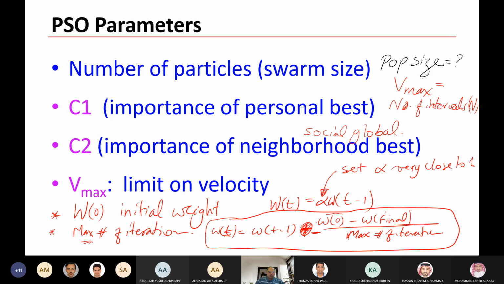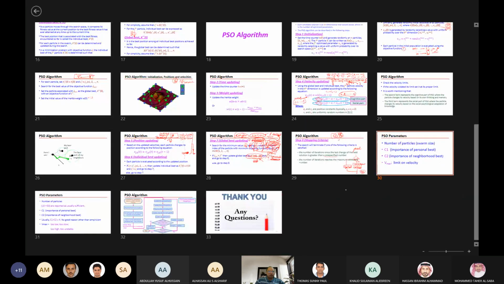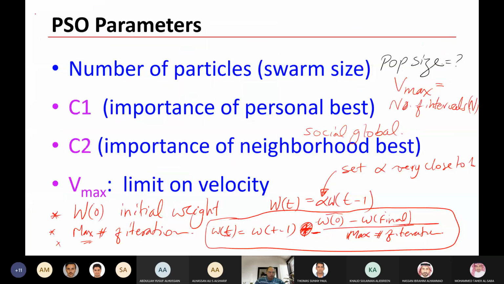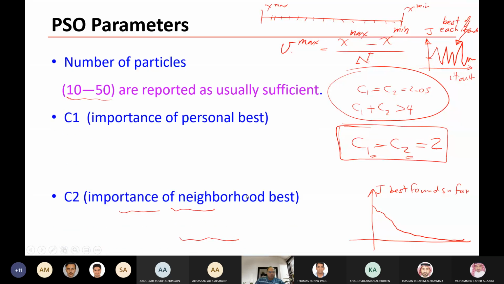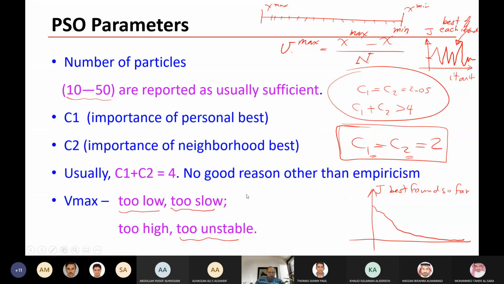you have to set the maximum number of iterations, and also you have to set the final value of the weight, W final. So you have to set a W final in order to be able to calculate this. So you need to do this. And it seems the slide was not complete.